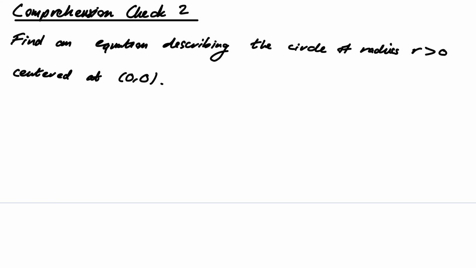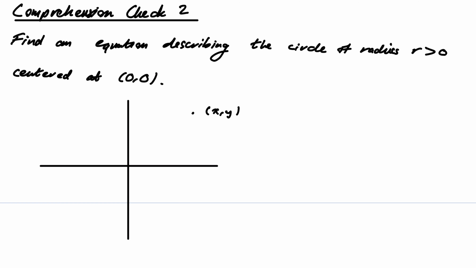Find the equation describing the circle of radius r centered at 0, 0. So this is again something that's very good to understand properly rather than memorize. So what are we trying to do? We're trying to work out all the points, let's say x, y.